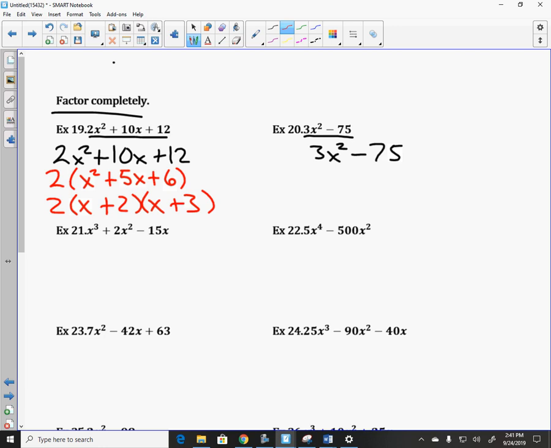3x squared minus 75, what can you factor out of both there? I'm left with x squared minus 25. X squared minus 25 is not a trinomial. It's a difference of 2 squares. We remember how that factors. That was our favorite one. We had an x and an x, plus 5 minus 5.